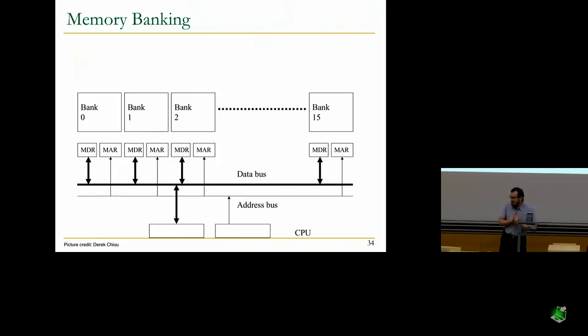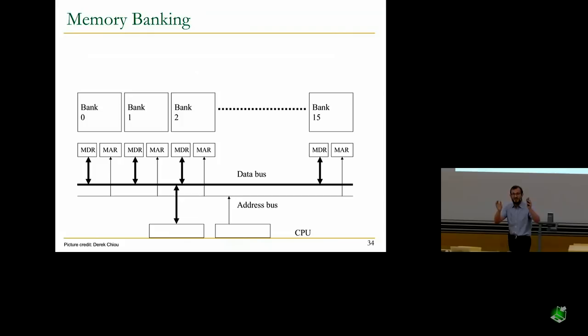Now, I must say that you may actually have banks over here, and they may be totally disconnected from each other. That way you can actually start, in this case we have 16 banks, as you can see, right? You can start all 16 loads at the same cycle. You could do that as long as you have multiple data buses, right? Multiple address and data buses to different banks. That's an expensive solution. Remember, that's very expensive.